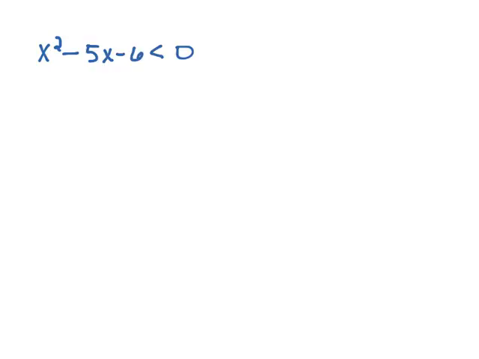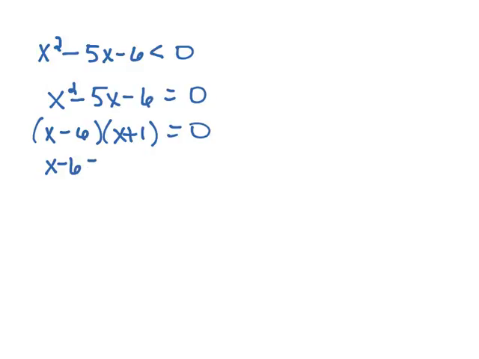To solve a polynomial inequality, begin as if you had an equation. So we have x squared minus 5x minus 6 equals 0. We're going to actually find the zeros first. So this will factor into x minus 6 times x plus 1 equals 0.